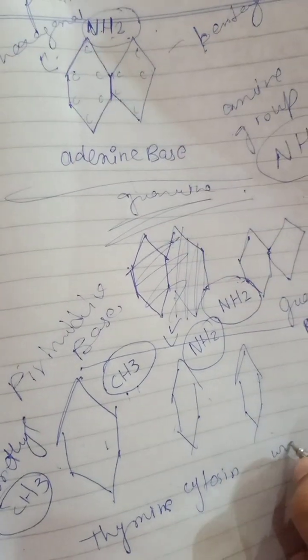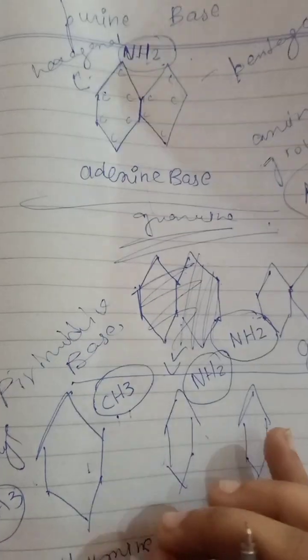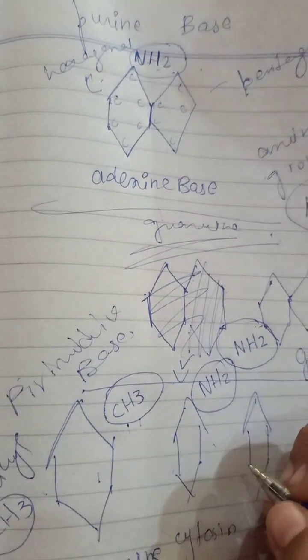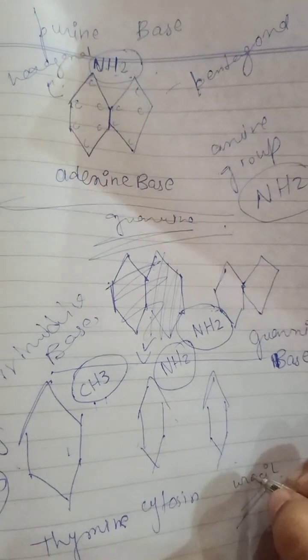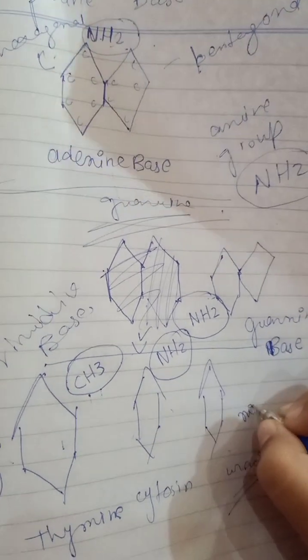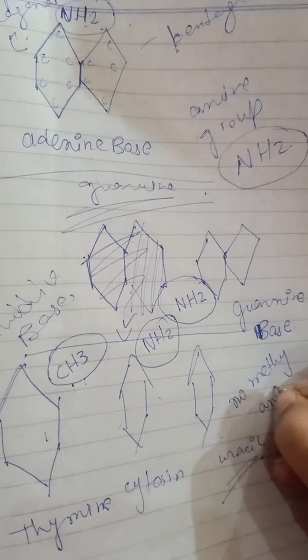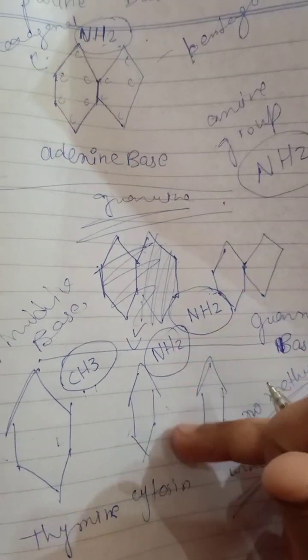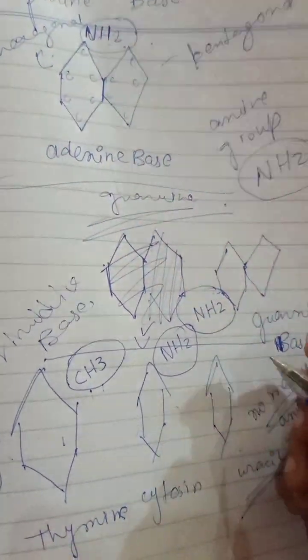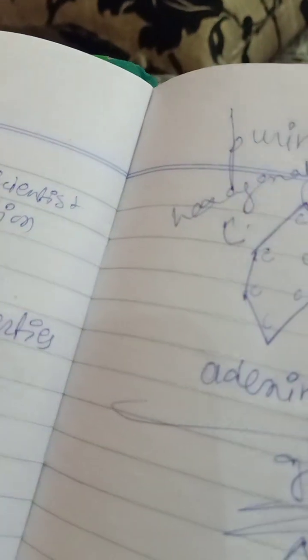Now let's talk about uracil. What is uracil? Uracil is present in RNA. It is not present in DNA. Uracil has no methyl group, no CH3 group, and no amine. If there is no sign of methyl and amine, you can easily identify that as uracil.